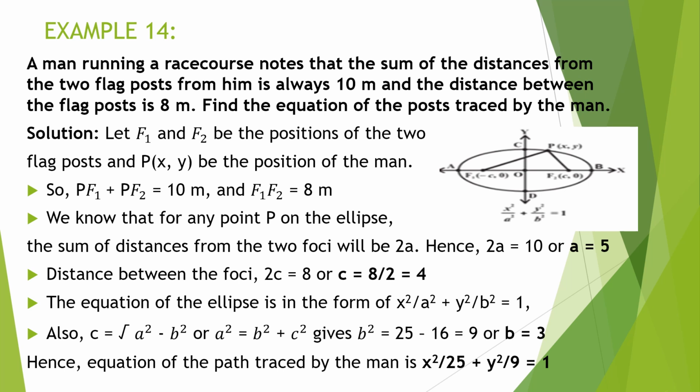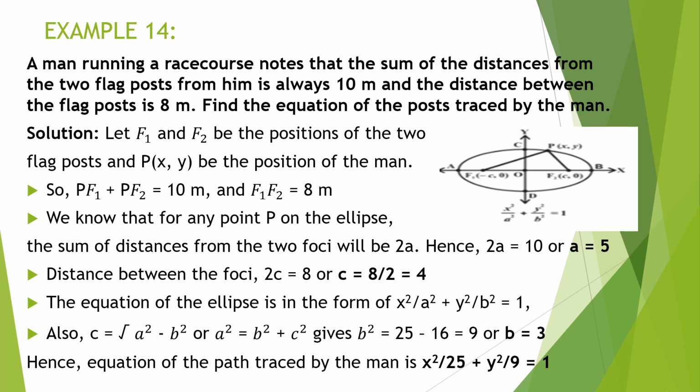We know that when P is any point on the ellipse, the sum of the distances from the two foci will always be 2a. Remember, we have written this in our set of formulas. Remember this, sum of the distances from the two foci will always be equal to 2a. So 2a is equal to 10, as given over here. So what is a? a is 5. Distance between the foci is 2c. So c is 4. So we have got a equal to 5, c equal to 4.